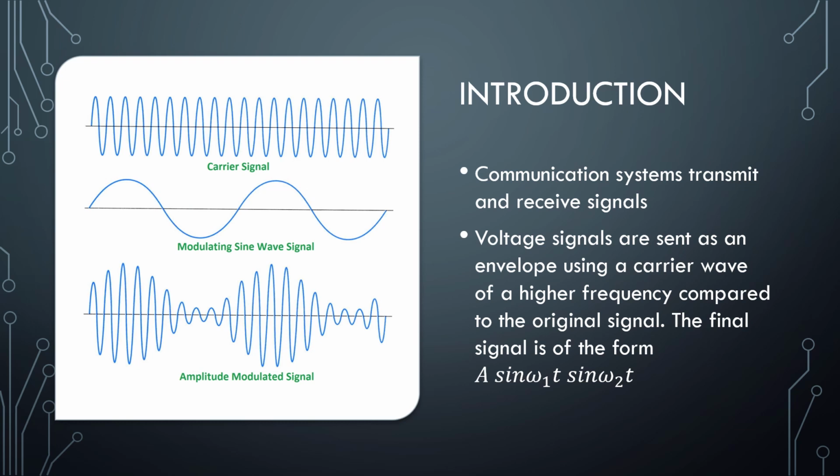If the original signal is a relatively lower frequency, then it is prone to much disturbance while passing over long distances. Therefore, we use a high frequency carrier wave on which the signal is modulated as an envelope. This makes the final signal of the form A sin ω1t times sin ω2t, where ω1 is the frequency of the original signal while ω2 is the frequency of the carrier wave. And here we can see that the original signal is retained as the envelope of the final signal which is transmitted.